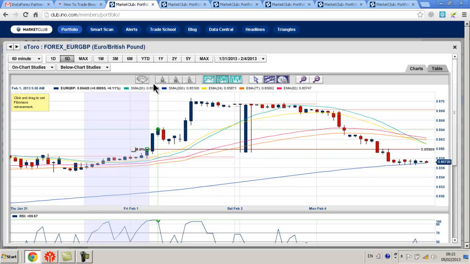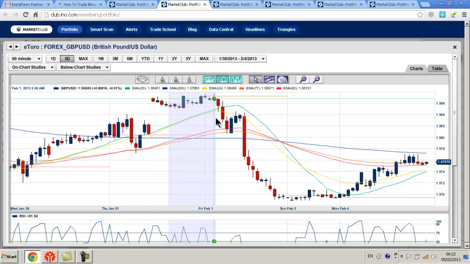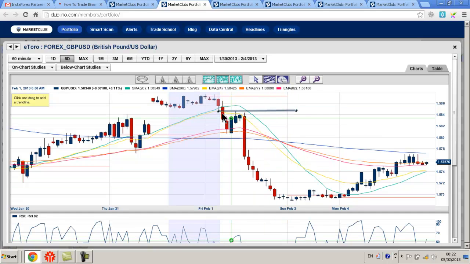So let's have a look at another chart. That's Euro British Pound. But let's have a look at the British Pound versus the US dollar for the same time. The times we took there were 4 p.m. to 3 a.m., so take the same times again. British Pound, US dollar, and you can see a low inside here. So at 4 a.m. on the 1st of February, the British Pound was going down against the US dollar.